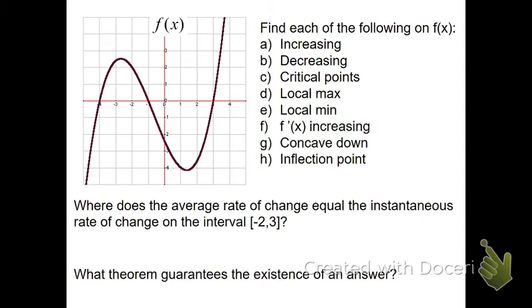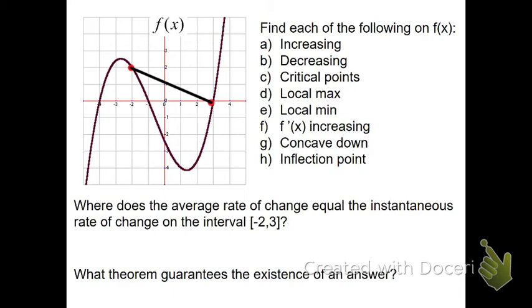Okay, where does the average rate of change equal the instantaneous rate of change on the interval from negative 2 to 3? First, go to your graph at negative 2 and put a point right there. Go to your graph at 3 and put a point. I missed it right there-ish, okay? Connect those two with a straight line.